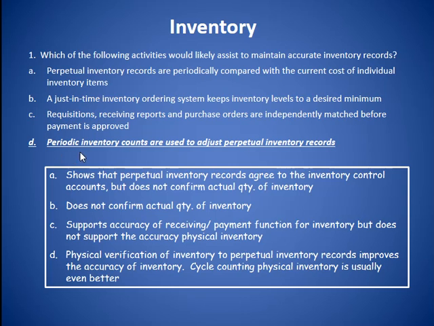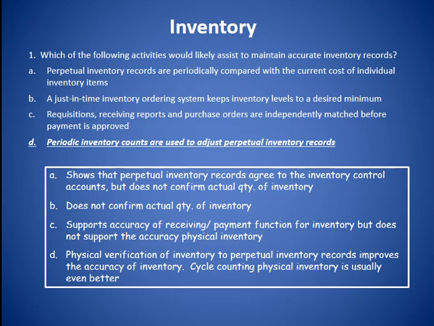D, periodic inventory counts are used to adjust perpetual inventory records. And this is a correct answer, and it's physical verification of inventory, the quantity of inventory, to the perpetual inventory records. In other words, the quantity of inventories in our perpetual records improves the accuracy of inventory. And what that means is when I take a physical inventory and I count 20 items, I can verify that against the fact that I have 20 items in my inventory records, or if I don't, I'm going to have to adjust my inventory records to reflect the physical inventory.